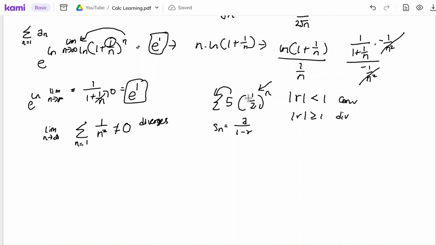Yeah, so in this case, let's say we start at n equal to 1. The first term would be 1/2 to the 1 power, which is 1/2, times 5. The first term would be 5 over 2, over 1 minus the r, which is 1/2. And then whatever you get is the sum. Okay, next up.